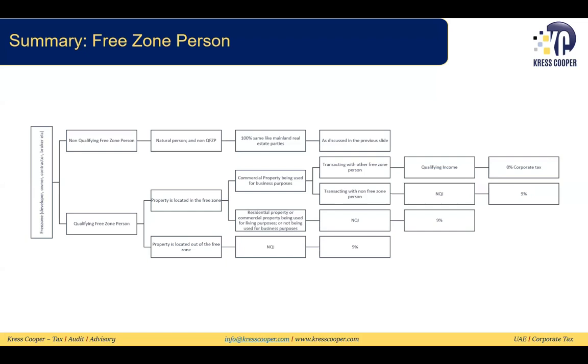If it's a residential property, or a commercial property which is used for living purposes and not being used for business purposes, in any of these cases it is a non-qualifying income. And it doesn't matter if the transaction is with a free zone person or non-free zone person; in both cases it's a non-qualifying income and 9% tax will be attracted on it. If the property is located outside of the free zone, it's a non-qualifying income and taxability of 9% will be there on it. So this is just a summary of the free zone person and the mainland person. We talked about the juridical persons, the non-resident persons, the qualifying free zone person and the natural person, and this is just a summary of that.